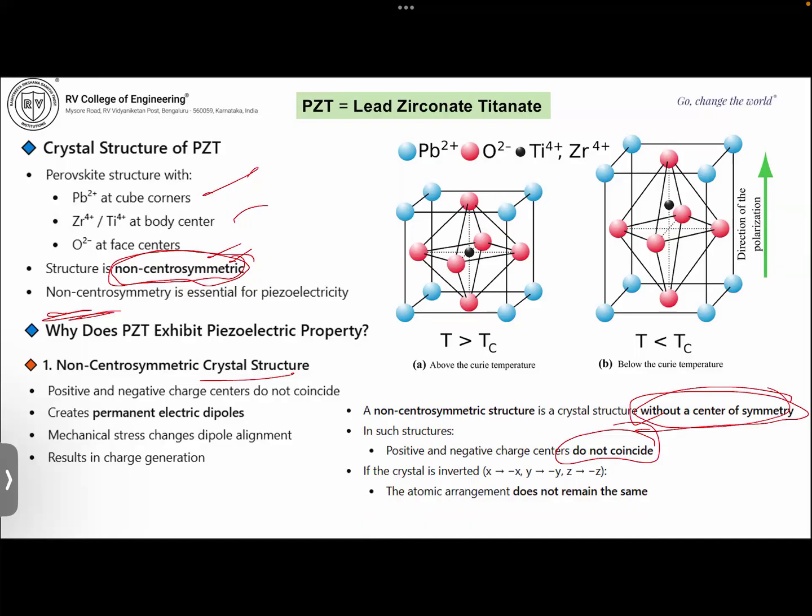Okay, and if the crystal is inverted, like x to minus x, y to minus y, or z to minus z, the atomic arrangement does not remain the same. Such structures are called non-centrosymmetric structures. So PZT has that kind of crystal structure where the positive and negative charge centers do not coincide, and this creates the permanent electric dipoles. So when mechanical stress changes the dipole alignment here, this results in charge generation.